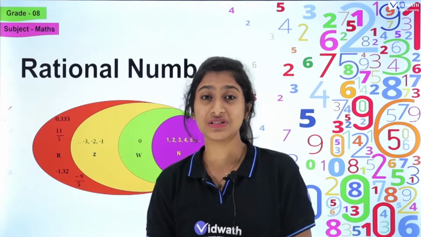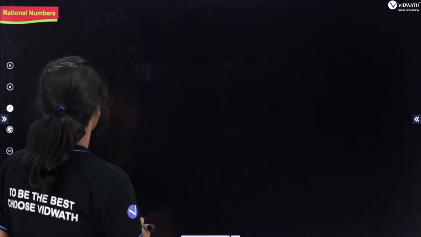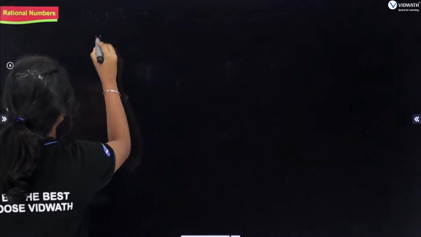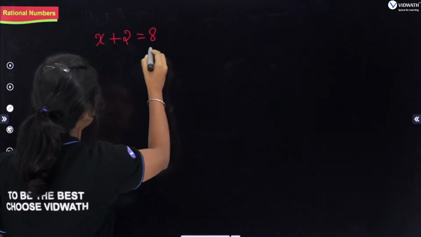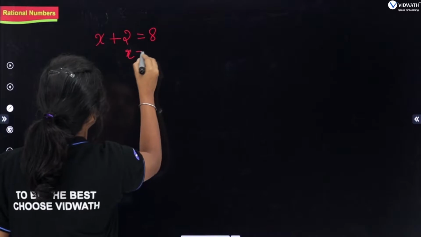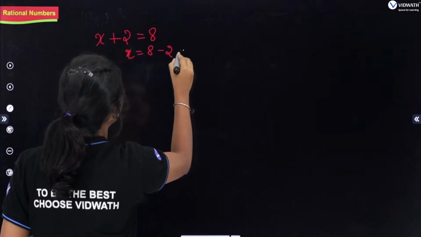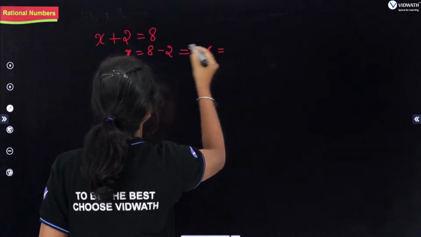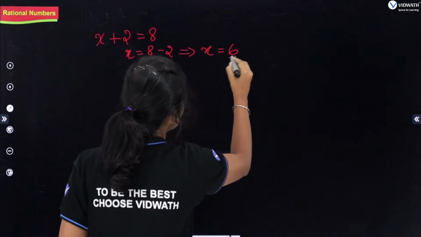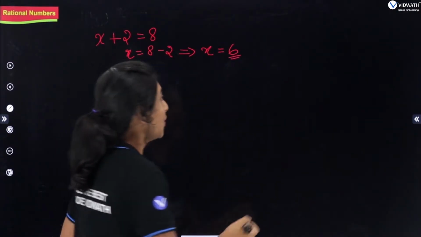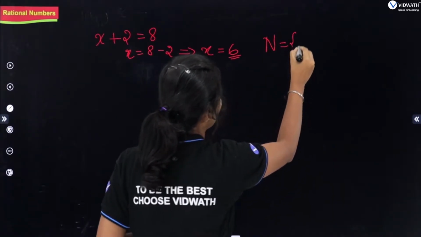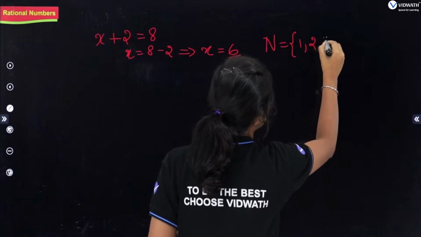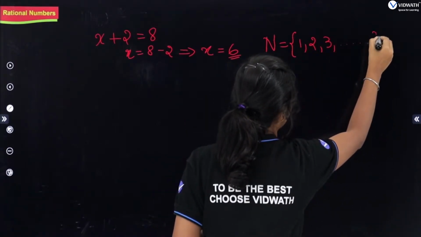And we have come across many simple equations. We'll see that the simple equations like x plus 2 is equal to 8. So if we solve this, we'll get x is equal to 8 minus 2, and 8 minus 2 is 6, and this 6 is called a natural number. We denote the natural numbers by N, which is equal to the set of 1, 2, 3 and so on, right?